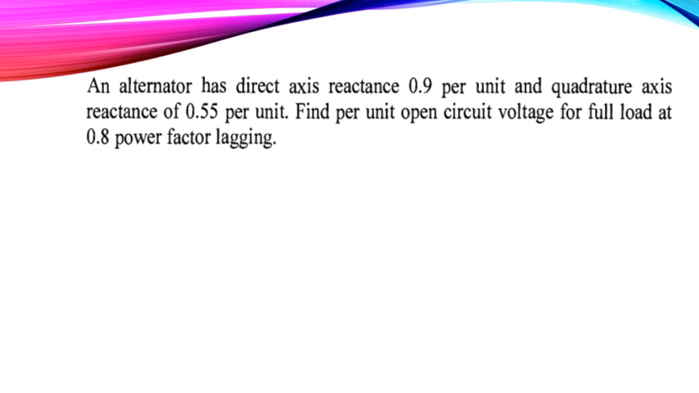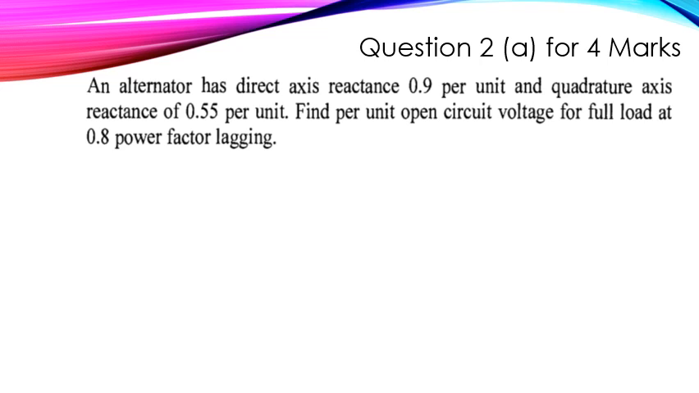Now next is question 2a, which is for 4 marks. An alternator has direct axis reactance 0.9 per unit and quadrature axis reactance of 0.55 per unit. Find per unit open circuit voltage for full load at 0.8 power factor lagging.